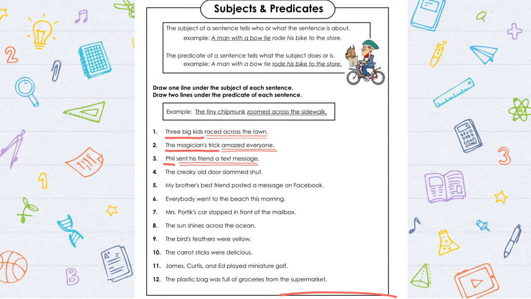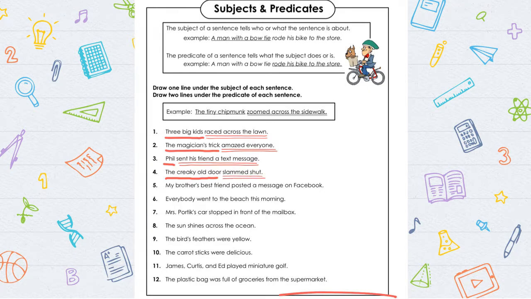Let's try one more together. Number 4, the creaky old door slammed shut. The creaky old door is my subject in this sentence. Now I'm going to look for that verb. Slammed is my verb. Slammed is part of the phrase slammed shut. Therefore, my predicate would be slammed shut.